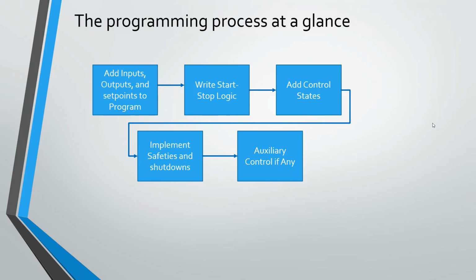said, you know what? You totally just messed up this program. So here's what we're going to do. You're going to learn a programming process. He gave me a control stencil and had me write programs by hand on a piece of paper before I was allowed to write programs anymore. The process is that we focus on our inputs and outputs and set points first. Then we work on our start-stop logic. Then we add our control states. Then we implement any safeties and shutdowns, and then we work on auxiliary control.